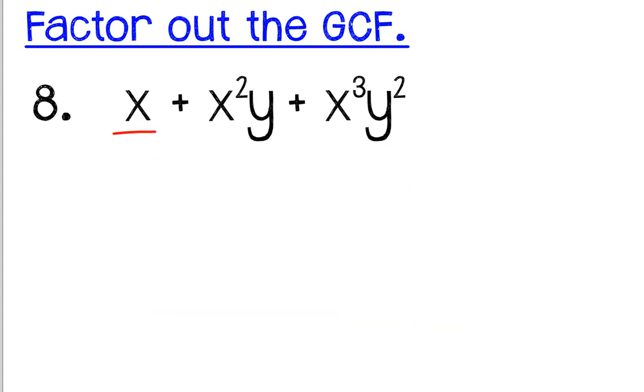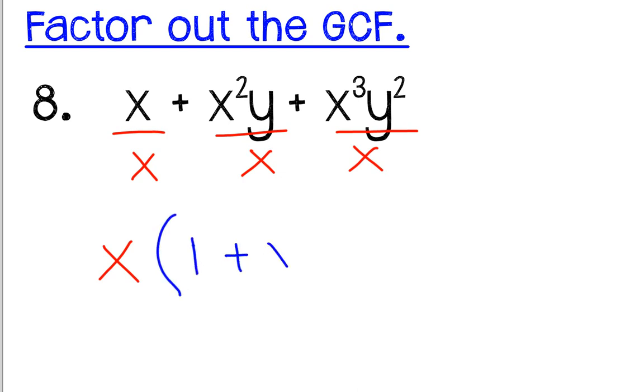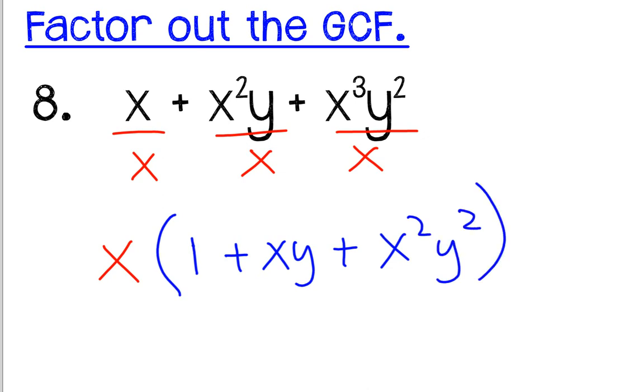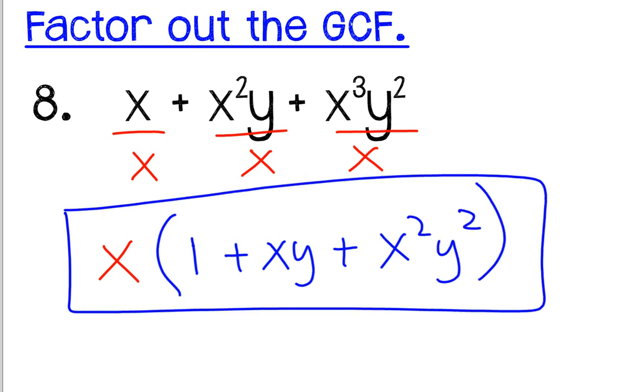Number 8 only has the letter x as a common variable. 1 plus xy plus x squared y squared. Now the second polynomial isn't in descending order, but neither was our original, so I'm going to leave it that way.